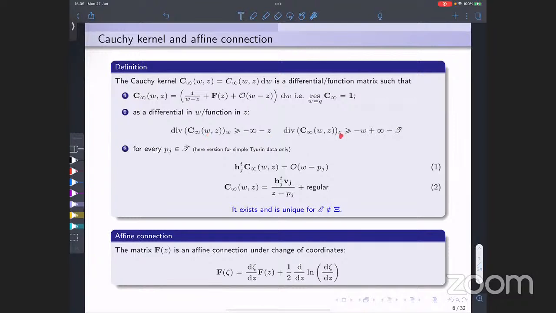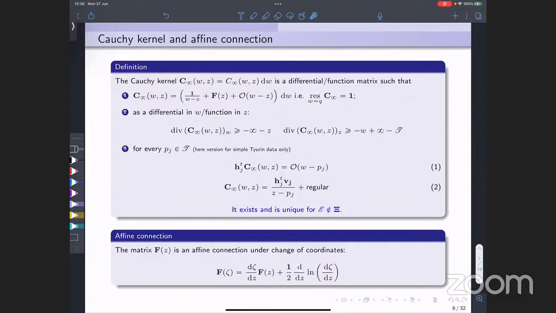With respect to Z, it has a pole at W equals 0 at infinity, so 0 of the whole matrix, right? And then it has poles along these Turing points. And now there are additional conditions. There are kind of linear constraints, which are given as follows.